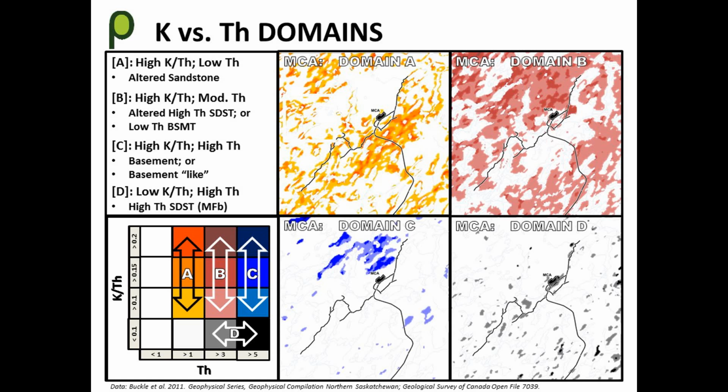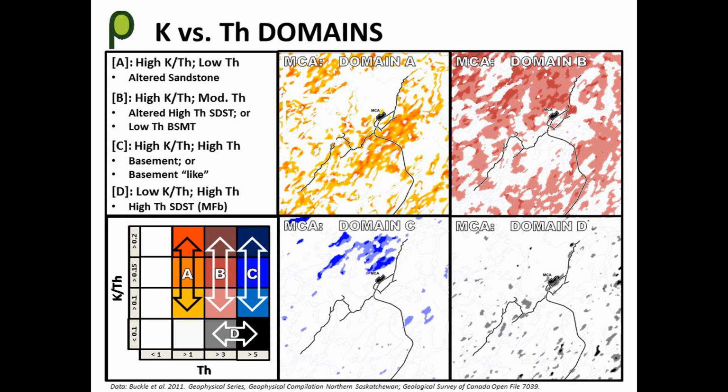So if domain A is a high potassium thorium, low thorium, potentially altered sandstone, that's actually a pretty good target for a uranium anomaly. Especially if those uranium anomalies are actually making it to surface within a sandstone, which is our target rock, at least in this area.